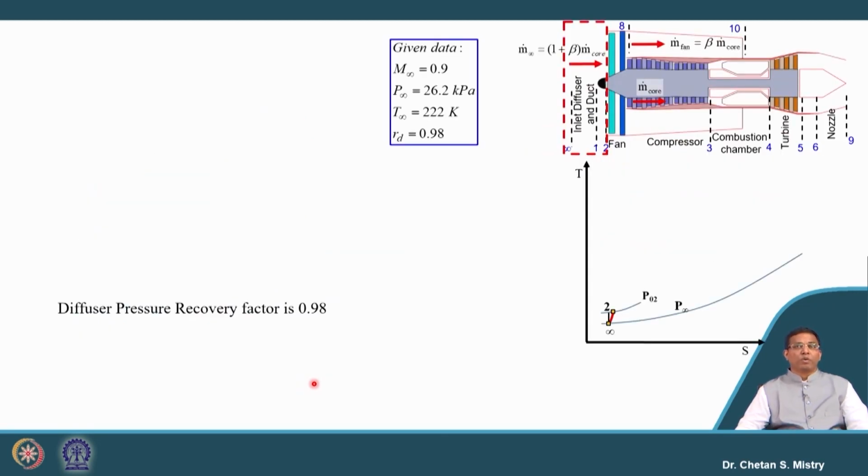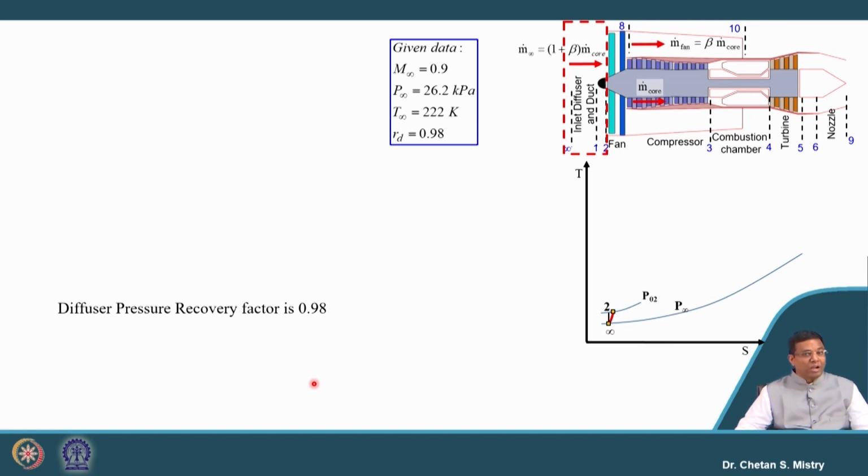So, let us look at the very first component. What we have is our inlet diffuser or the duct. Again, as we have done for our earlier numerical, we are given the diffuser pressure recovery factor as 0.98, that is nothing but the total pressure ratio. We can say it is P02 by P0 infinity. That means we need to have my entry total pressure.